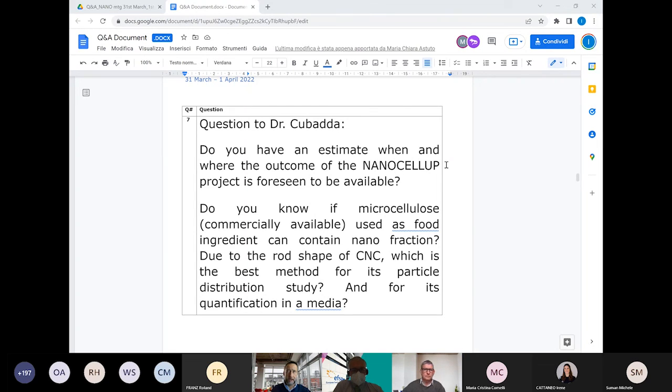And for the microcellulose, I already replied about this question. There is some evidence emerging from the literature which did show that microcellulose may contain a nanofraction. So the answer is yes. And hand over to Jan.